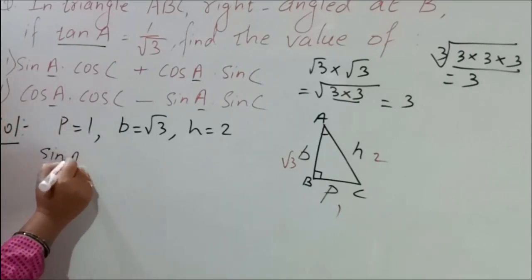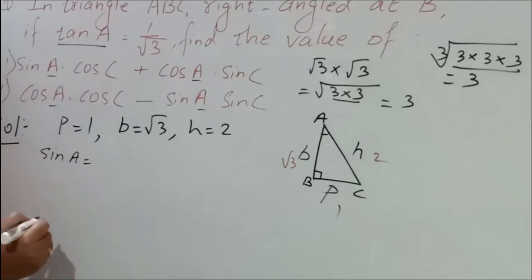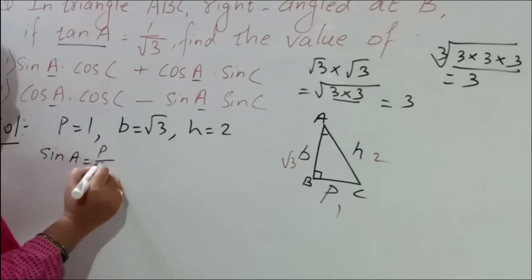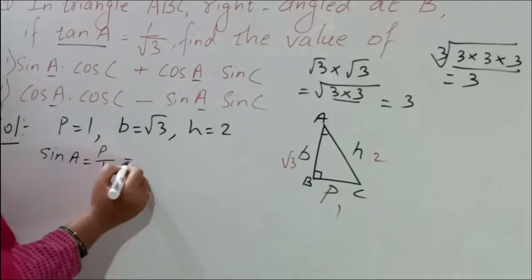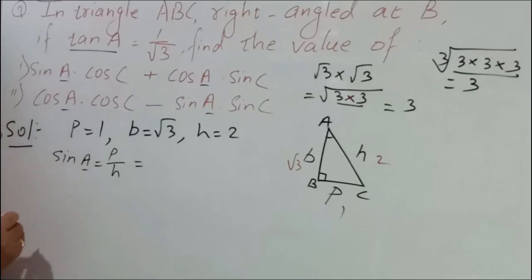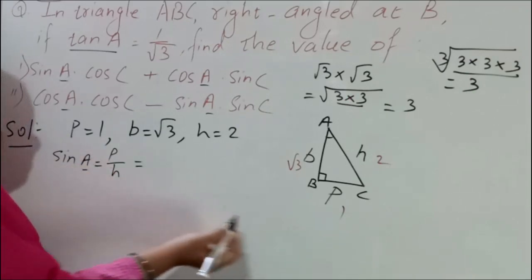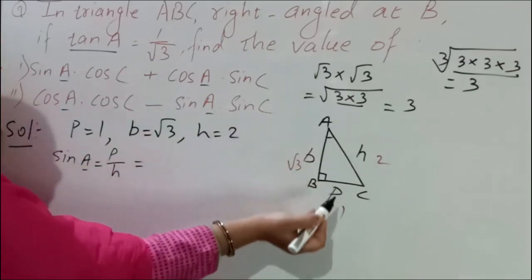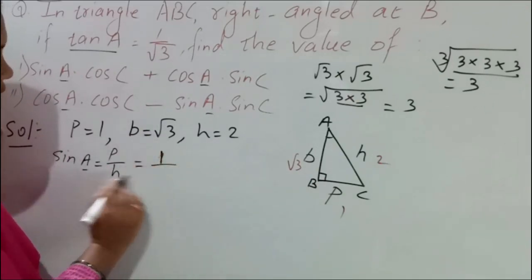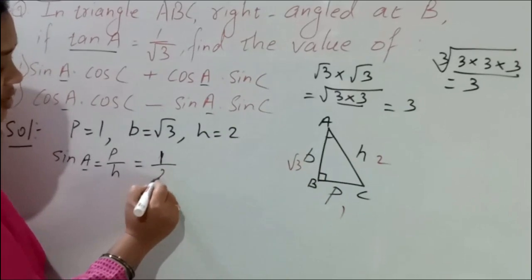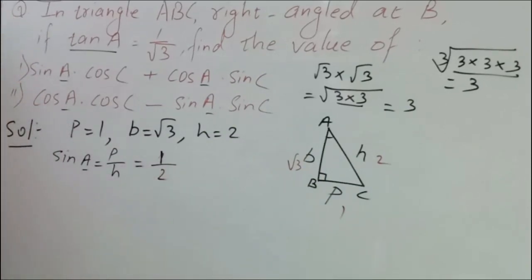Sin theta is equal to what? Sin theta is equal to perpendicular by hypotenuse. So sin A: if the angle of reference is A, then the perpendicular is 1 and the hypotenuse is 2. So sin A is equal to 1 by 2.